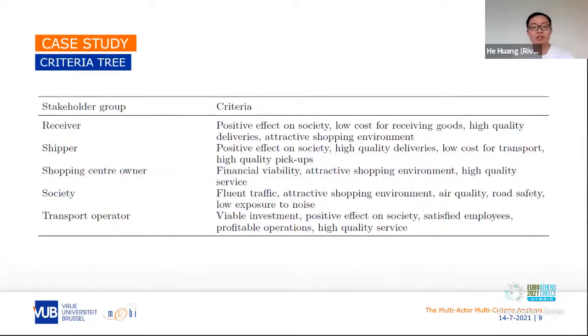To evaluate the alternatives, 5 stakeholder groups were involved in the local stakeholder meeting. They were receivers, shippers, shopping center owner, society, and the transport operator. Each stakeholder group had different criteria for the evaluation. In this project, PROMETHEE is used to evaluate the alternatives.